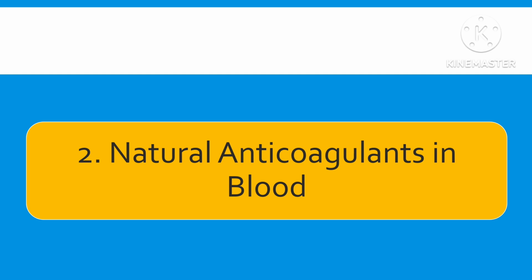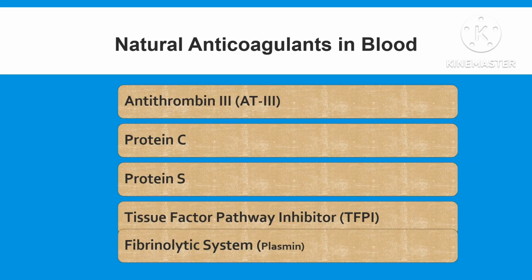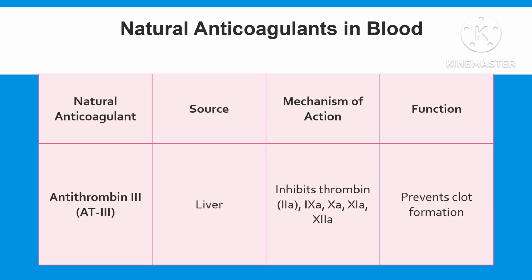Blood contains anticoagulants like antithrombin 3. It's a major anticoagulant protein produced by the liver. It inhibits thrombin and other clotting factors like factor 9, 10 and 11. Its action is greatly enhanced by heparin, which is why heparin is used as a blood thinner.